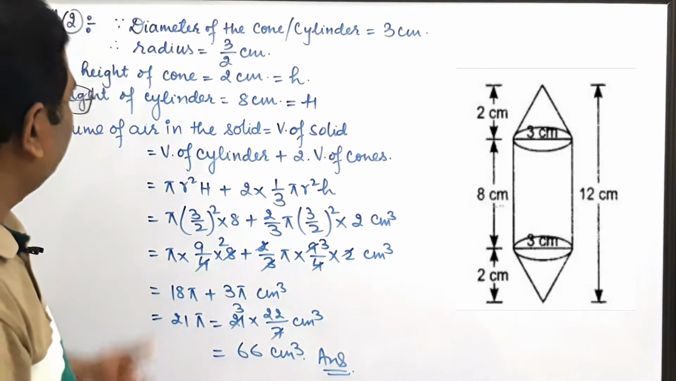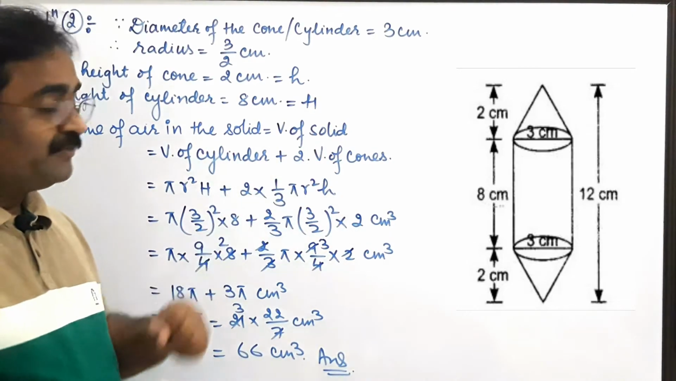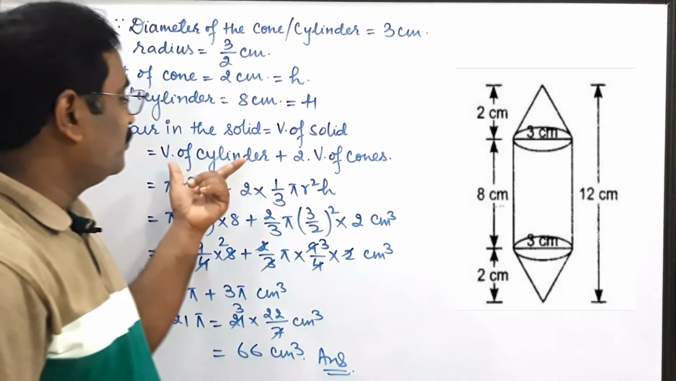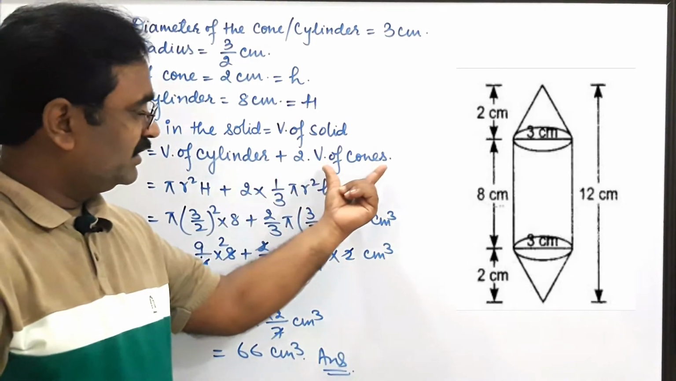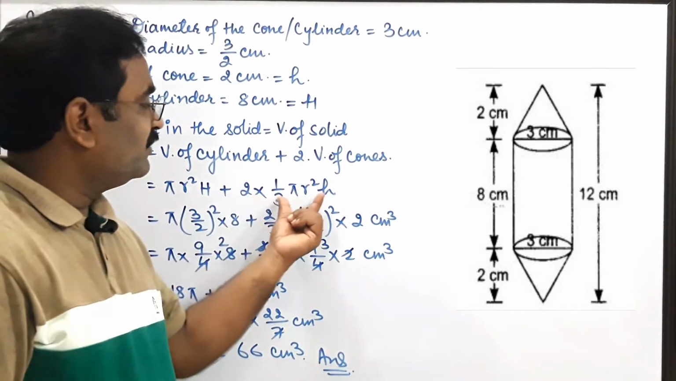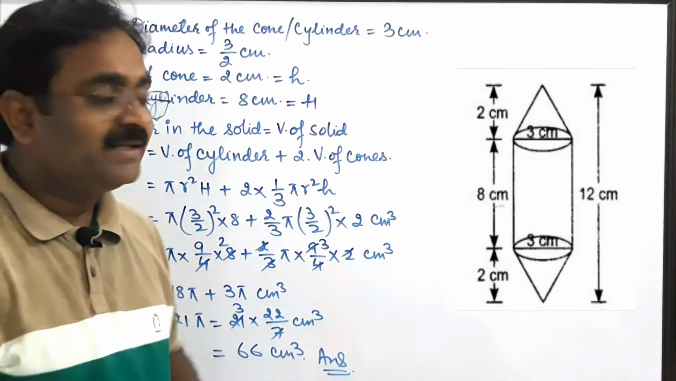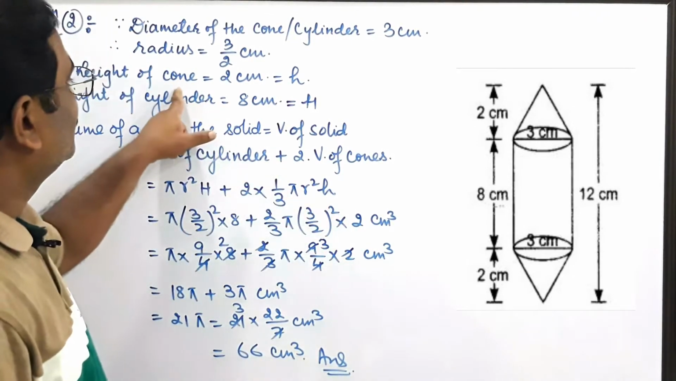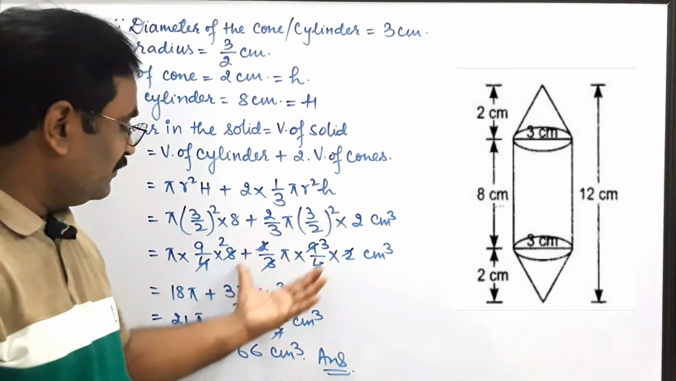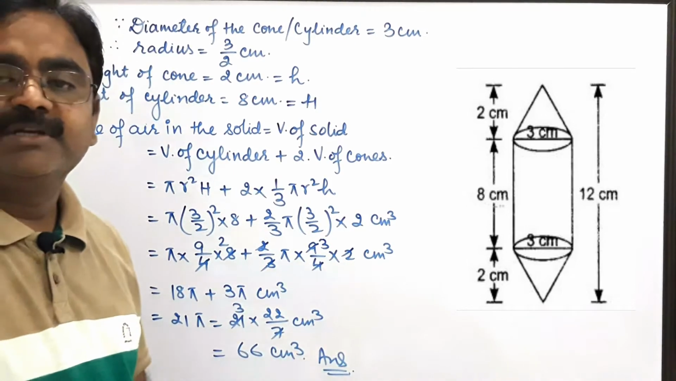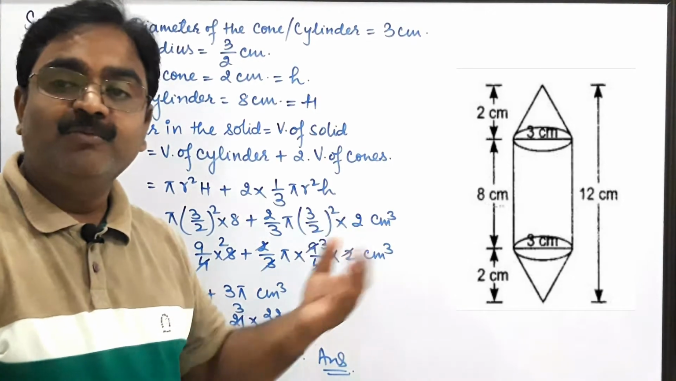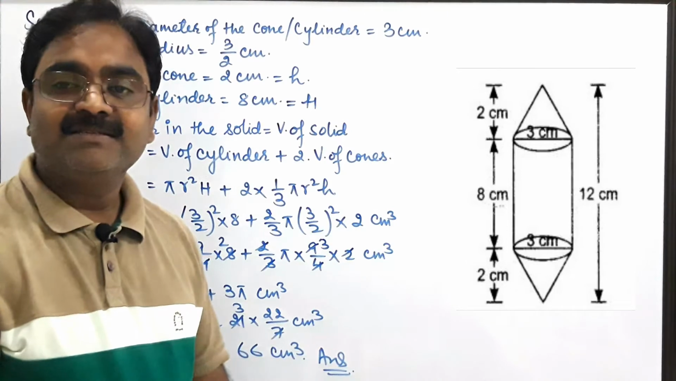So to find the volume of air in this solid, we have to find out the volume of the solid, and this solid contains a cylinder and 2 cones. So the volume of cylinder plus 2 multiplied by the volume of cone. Volume of cylinder is pi r square H plus 2 multiplied by the volume of cone, which is 1/3 pi r square h. Here small h is the height of the conical part and capital H is the height of the cylindrical part. After solving, we got 66 cubic centimeter as the volume of the solid, or you can say the volume of air contained in this solid.